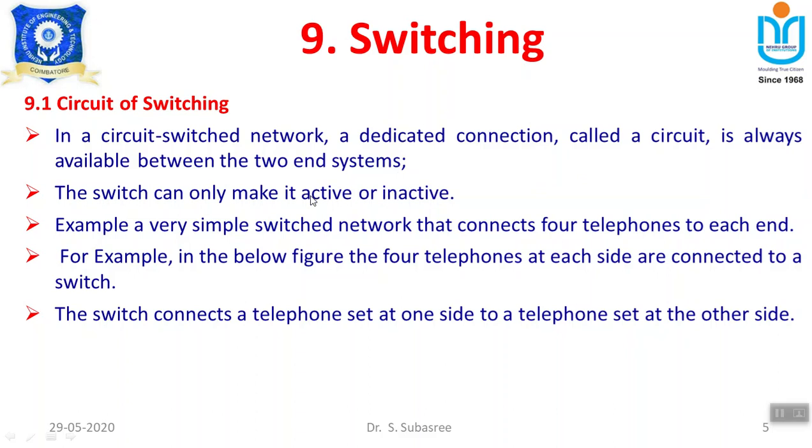So when there is a call, the switch will make it active mode and we are attending the call. Or when we are establishing a call or calling some other person, then the switches will make the telephone an active state and we are making a call. And here is a very simple switched network that connects four telephones at each end. That is the reason why I told you the best example for a circuit switched network is our landline connection. So the below figure will help you understand the circuit switched network in a clear manner.